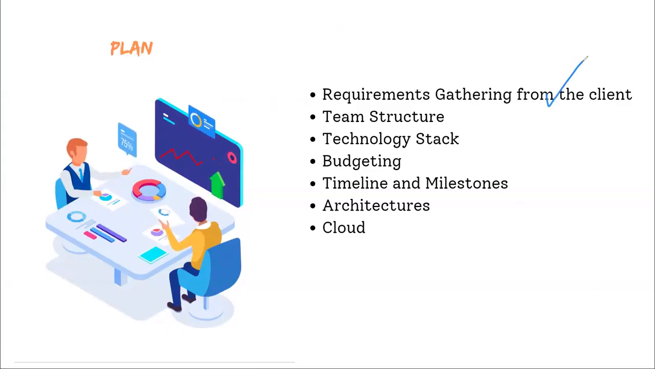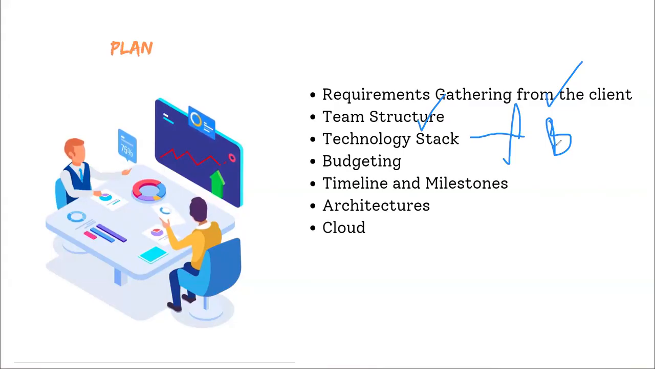Once I gather the requirements from the client, now I'm going to decide the team structure. That means if I want to create the application, I need front-end developers and back-end developers. We need some cloud developers. We need some database developers. We need some data science team. Like this, I'm going to select my team.